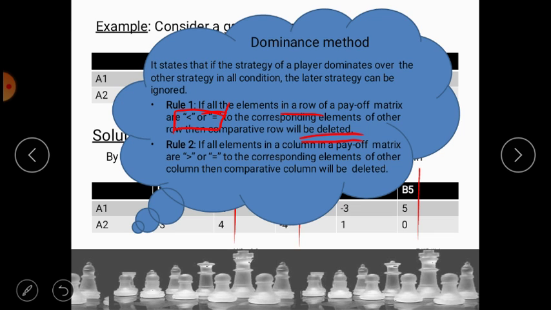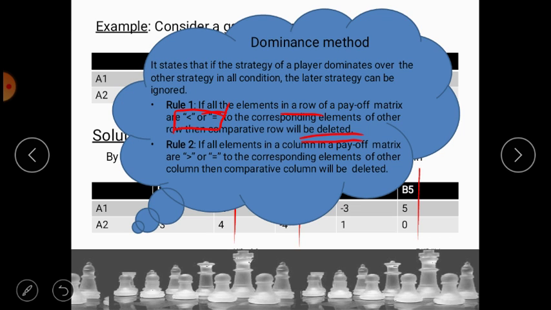That is, if all the elements in a row, please read rule number 1 again: if all the elements in a row of a payoff matrix are less than or equal to the corresponding elements of another row, then the comparative row, the row which we are comparing, will be deleted.